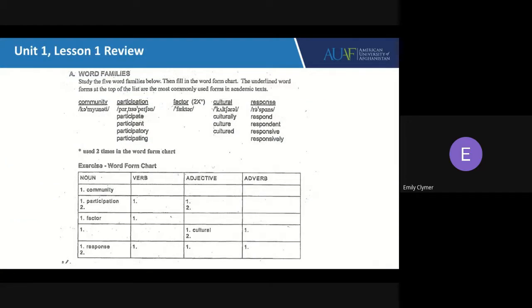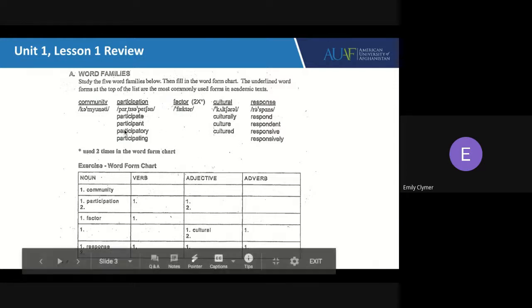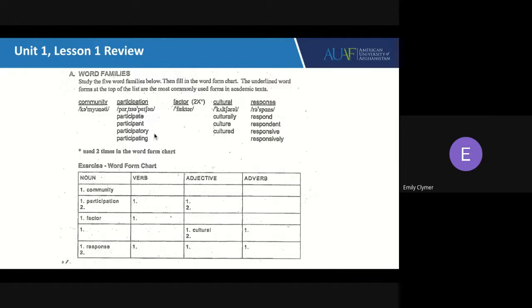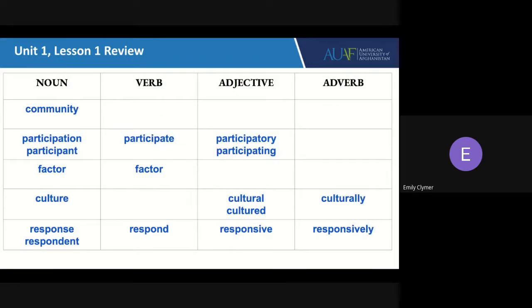The first thing I did want to mention is that a few students in both of my classes didn't necessarily complete the first exercise correctly. The word chart that you needed to complete should be filled only from the words that are shared on this first page. So as I reviewed in class, you can see that the base words this week are community, participation, factor, cultural, and response. But these words, participation, factor, cultural, and response, have different word families that you'll need to put into this chart. Now, the chart that you see in front is the answer key.